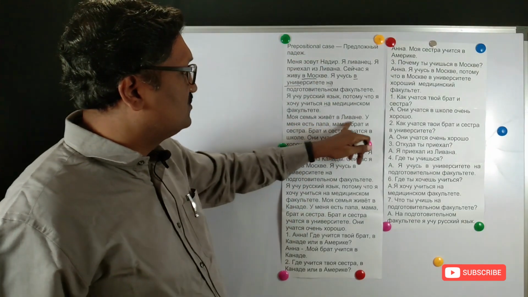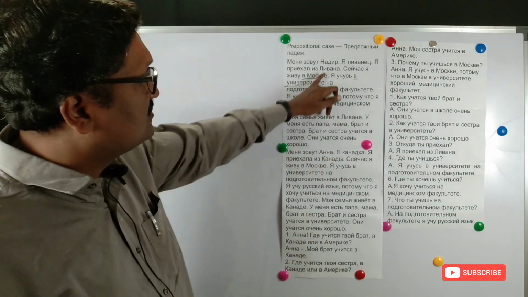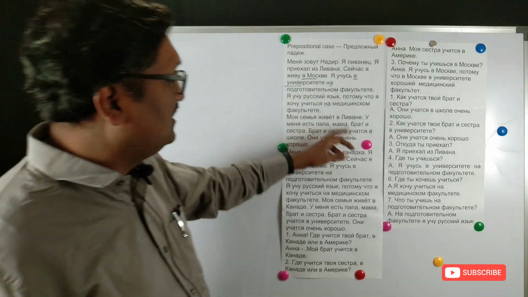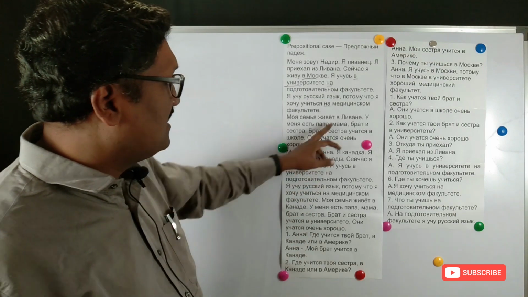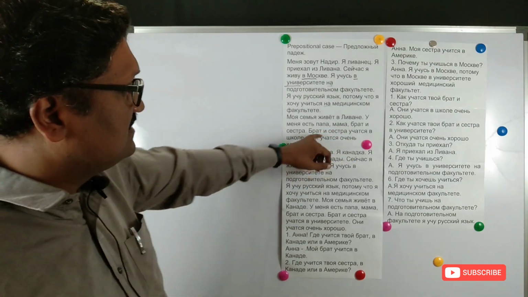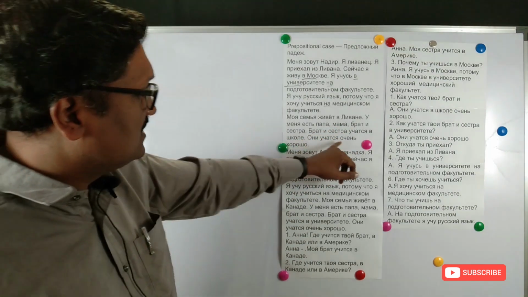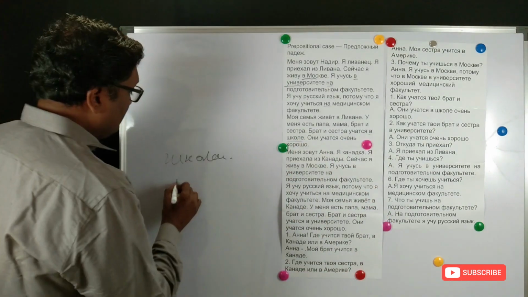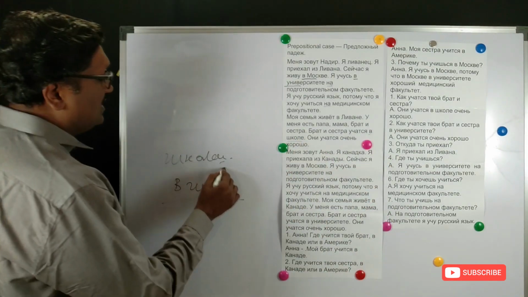Maya simya jivot va livane. Now Nadir is talking about his family, where his family is living. Umenia yes papa, mama, brat и сестра. Brat и сестра учатся в школе. Они учатся очень хорошо. В школе. Школа we know, школа is the school. Okay, в школе.